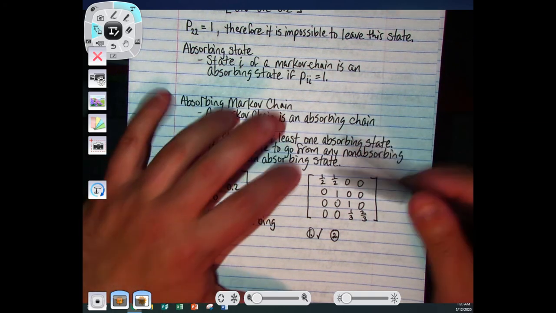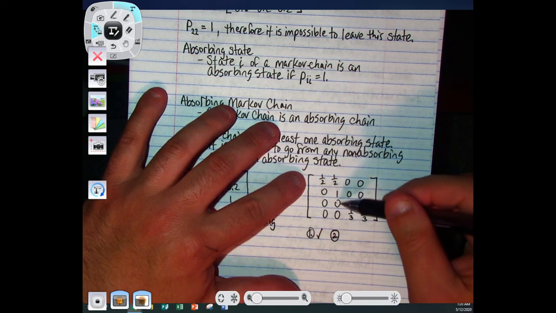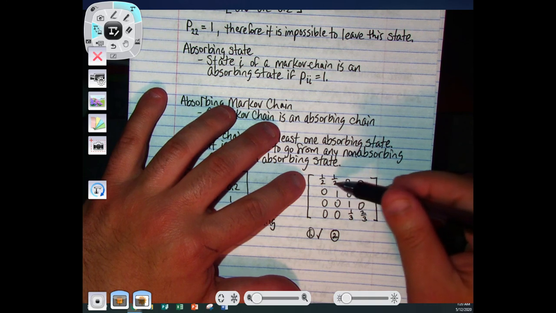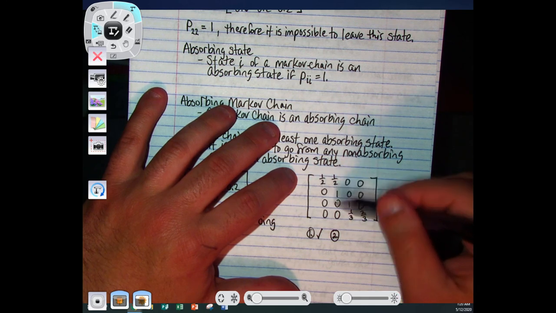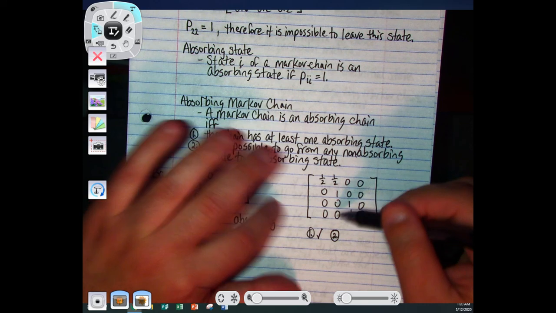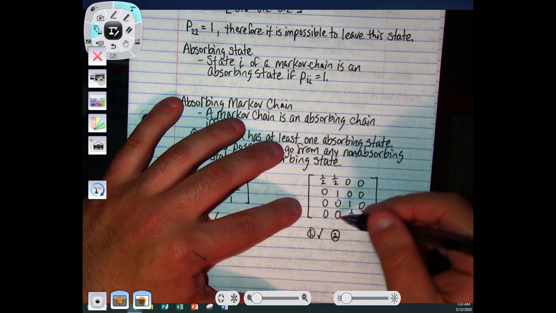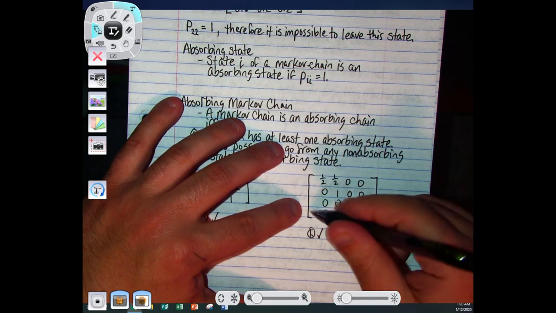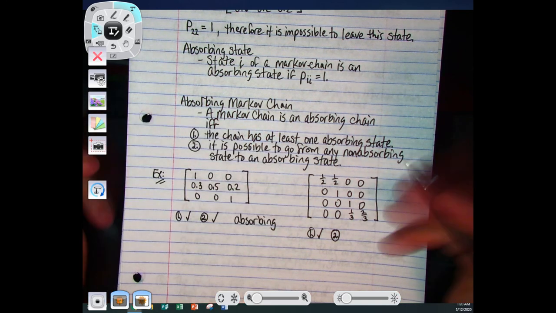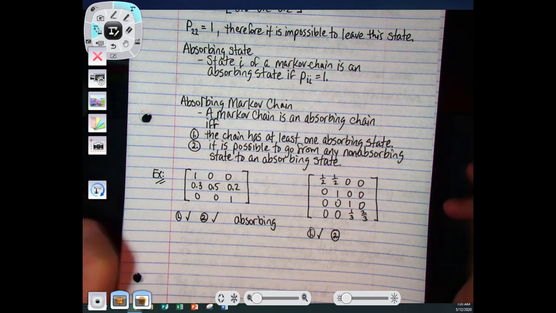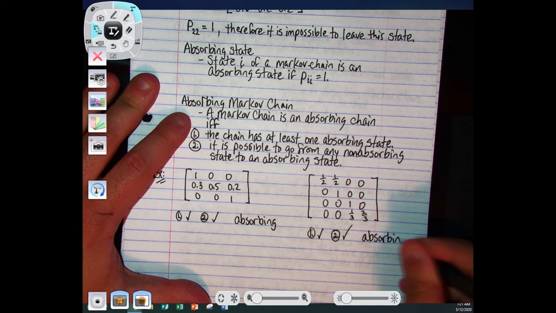So 1 is non-absorbing. Is it possible to go from 1 to 2 or 1 to 3? And the answer is yes. It's possible to go from 1 to 2. The probability of going from 1 to 2 is 1/2. So then we have to check the other non-absorbing state, and that's state 4. Is it possible to go from 4 to 2? No. Is it possible to go from 4 to 3? Yeah, it's a 1/3 probability. So is it possible to go from any non-absorbing state to an absorbing state? Yeah, so that's a check. So therefore, we can say that this chain is absorbing.